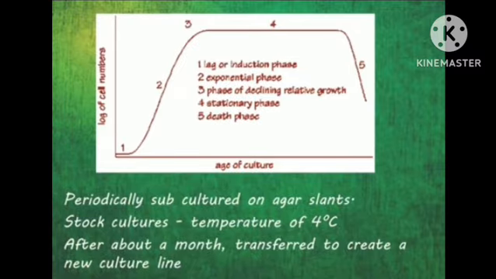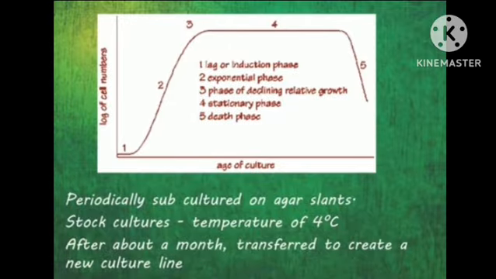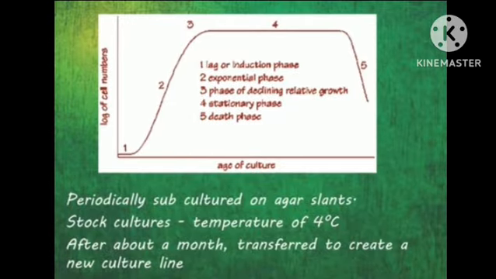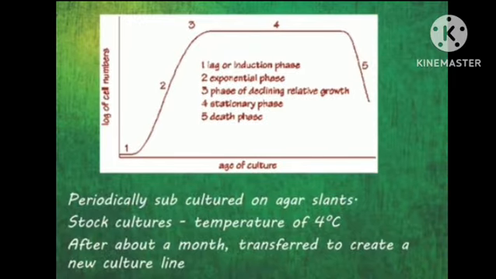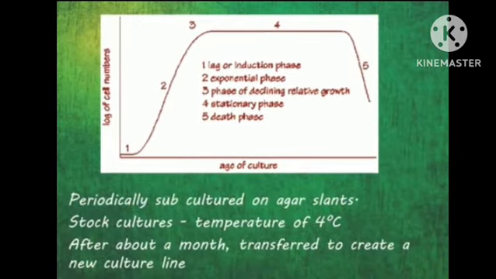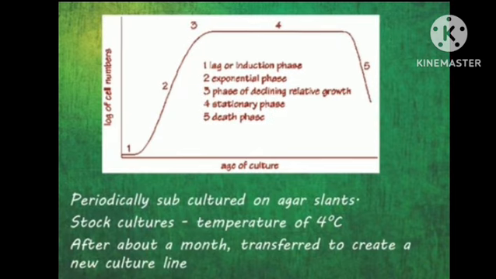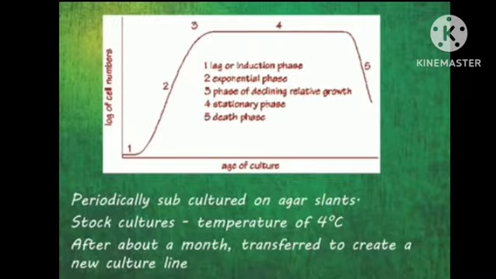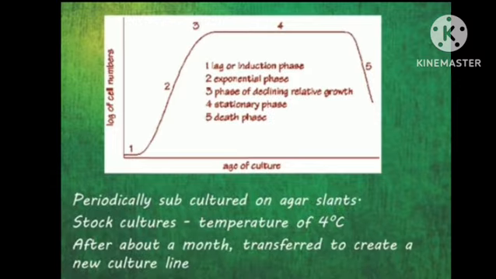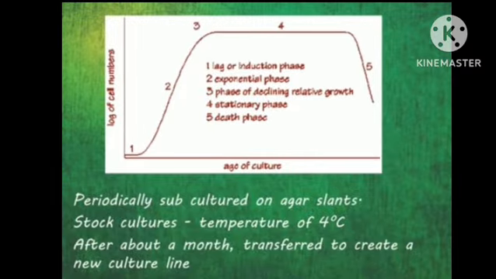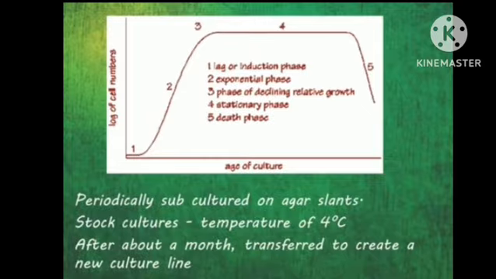And next, this is the growth curve, the maintenance of the algal cultures. The graph shows the log of cell number and log phase cultures, with 5 phases. First, the lag or induction phase: cells adapt to the new medium, with no increase in cell number. Metabolic activity is high. And second, the exponential phase, which is the log phase: rapid cell divisions, and cell number increases exponentially.